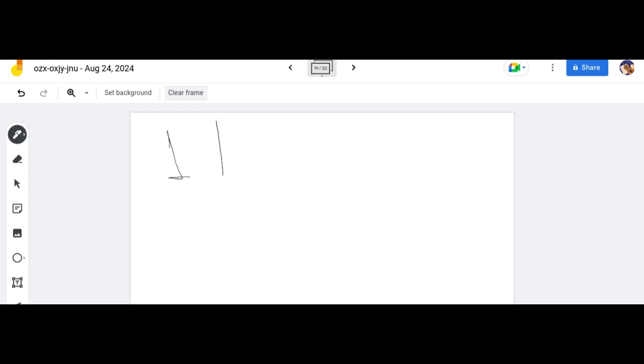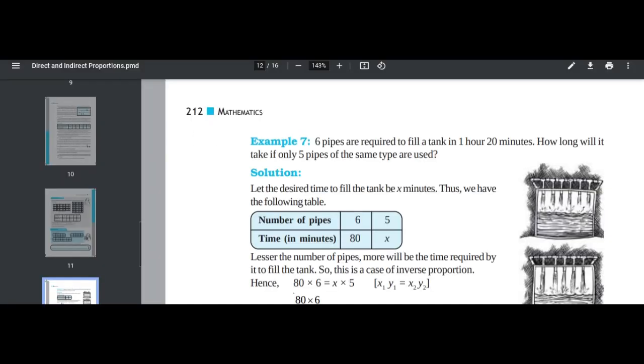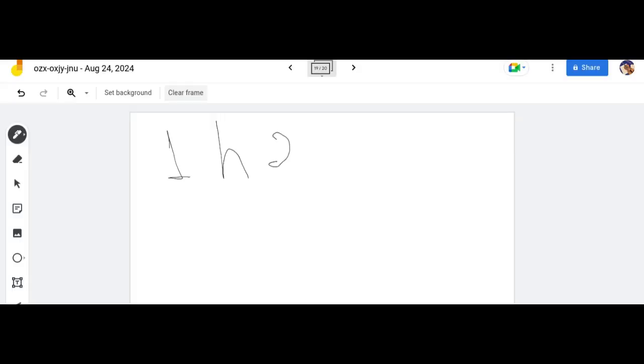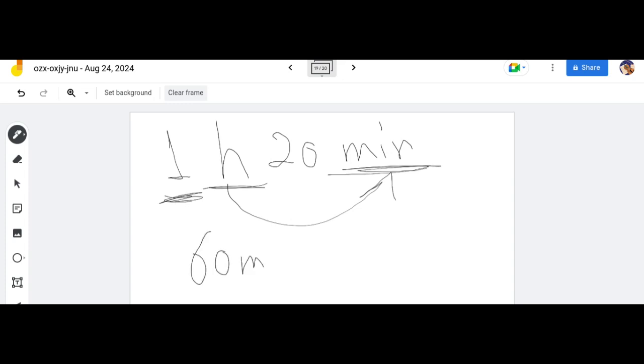On example number 7, that is 1 hour and 20 minutes. I have to solve this in which time? Minutes. This is hour, so I have to convert this hour into minutes. I will multiply 1 with 60. Answer is 60. 60 minutes plus 20 minutes, answer is 80 minutes.